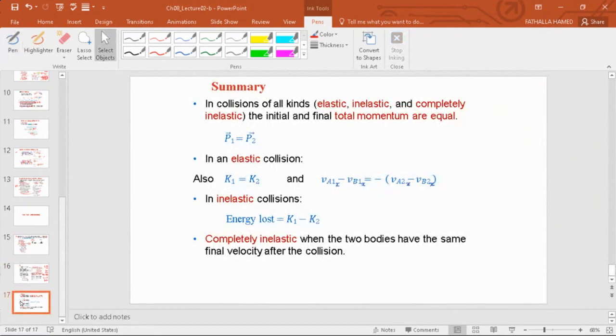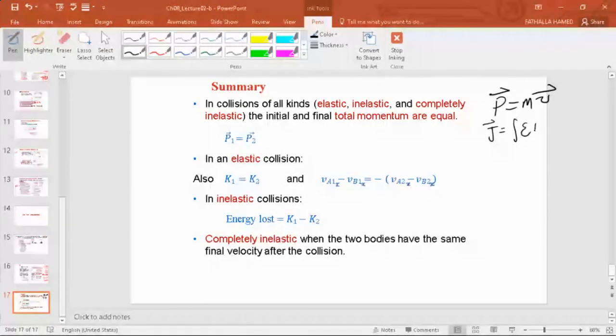Now, in this chapter in general, we talked about linear momentum. And we defined linear momentum as mv. And then we talked about impulse. And we said that J should equal the integral of the summation of the force dt. And then we talked about conservation of momentum. We said P1 should equal P2. And this is what we have when we have collisions.